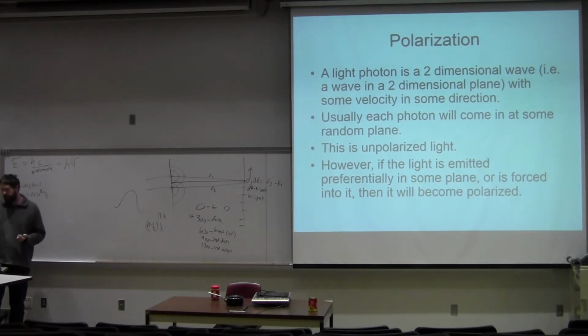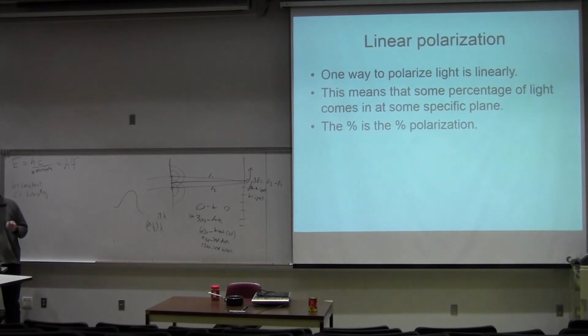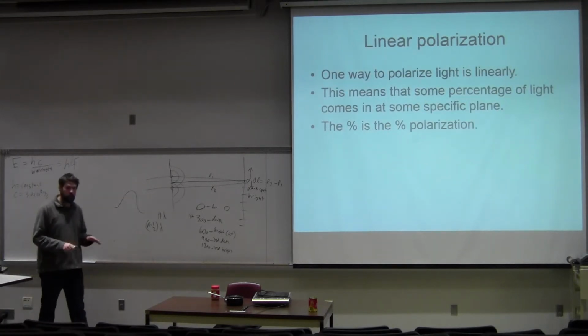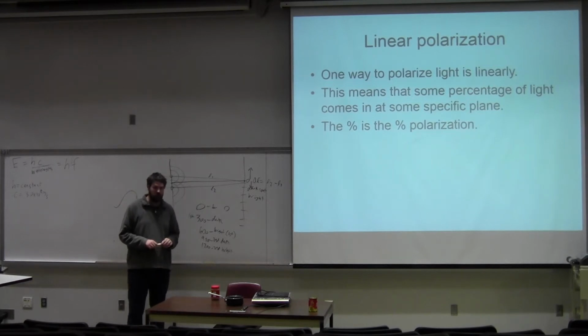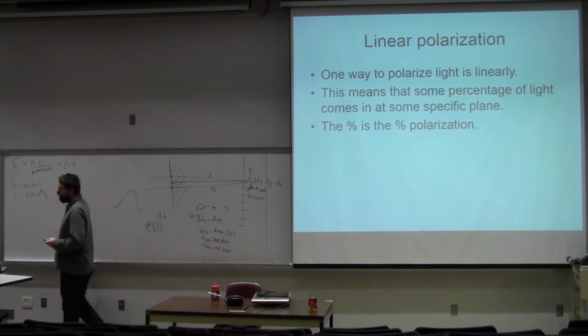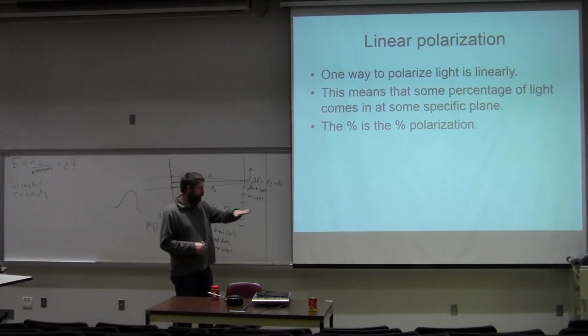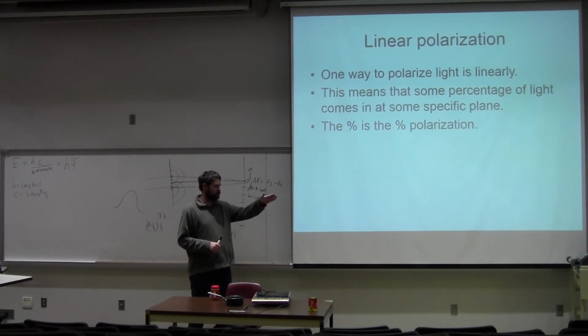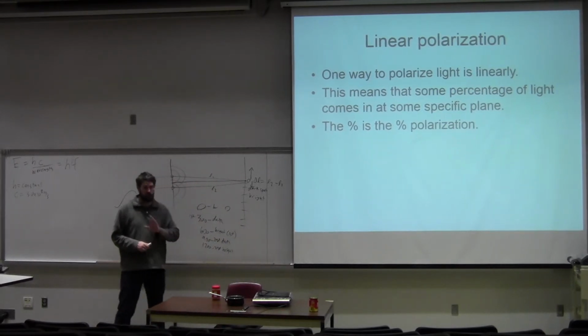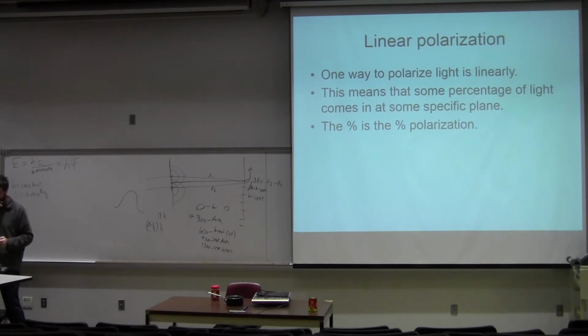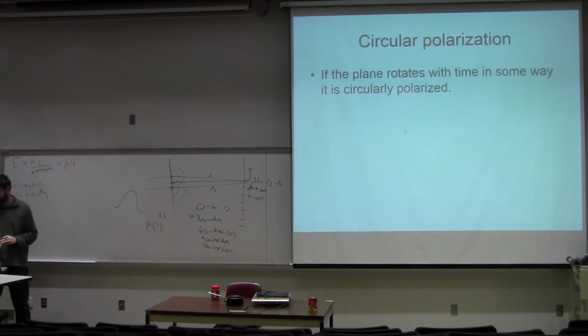Now, there are some ways to polarize light. If it's forced into some plane, it becomes polarized. One way to do this is through reflection. I'm not going to give equations about that. There are equations for that. I will be covering that. There are two types of polarization, linear and circular. Linear means it's all polarized in the same line. Circular means it shifts like this in a nice circular fashion. I'm not going to talk much about circular polarization. That's too complex for this particular class. Not for you, the students, just for the class. And the percentage is the percentage polarization.